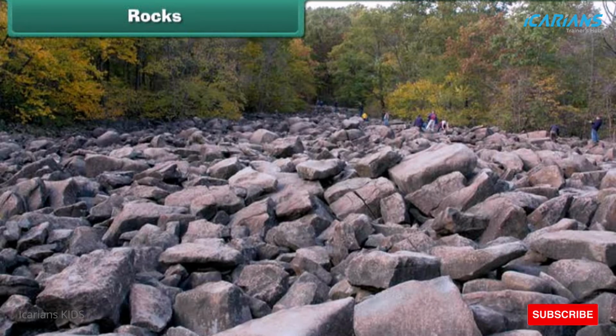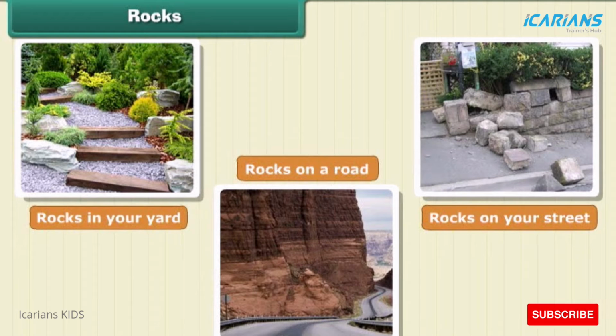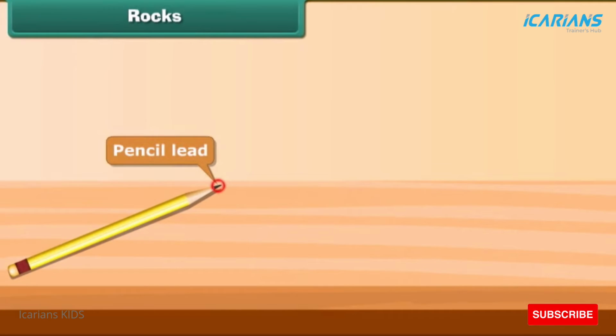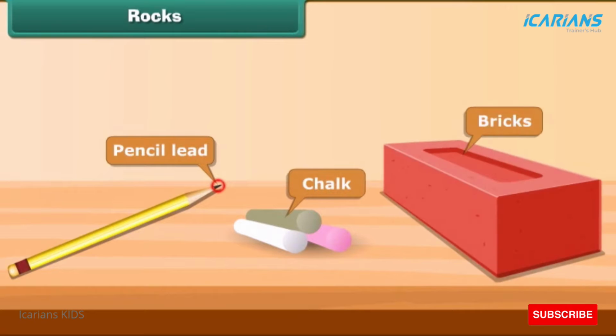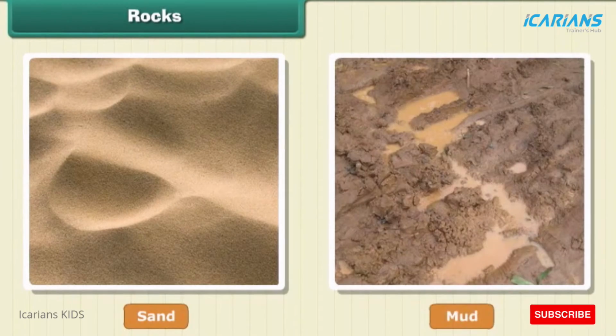Rocks are all around us. You can see rocks in your yard, on your street, on a road, everywhere you look. Pencil, lead, chalk, bricks are all rocks. Any natural mass of matter that makes up the earth's crust is called a rock. Do you know sand and mud are also rocks?